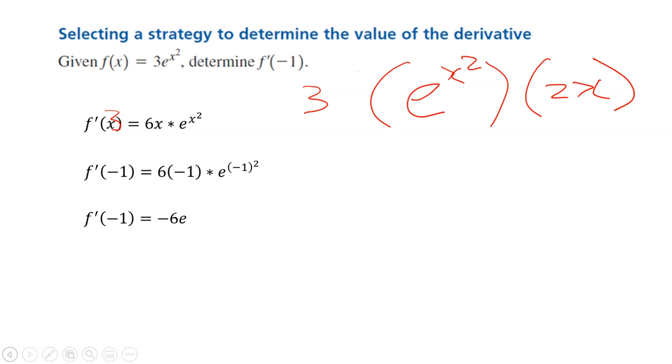So minus 6e is all I'm looking for on this. Obviously, minus 1 squared is still 1, so it's e to the power of 1, and 6 times minus 1 is minus 6. So there's your answer right there. That's the final answer. That's what I'm going to be looking for.